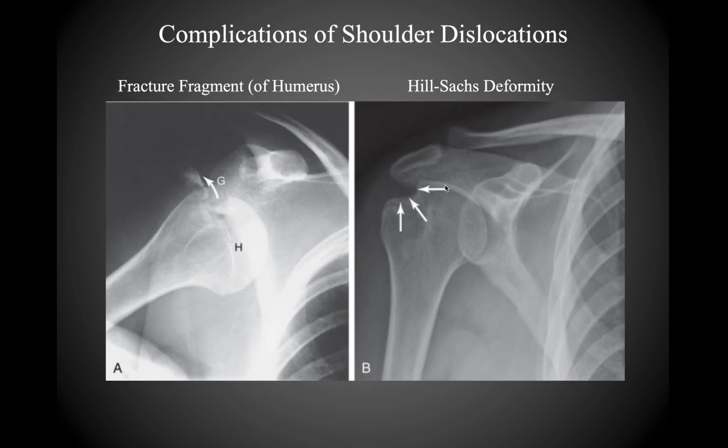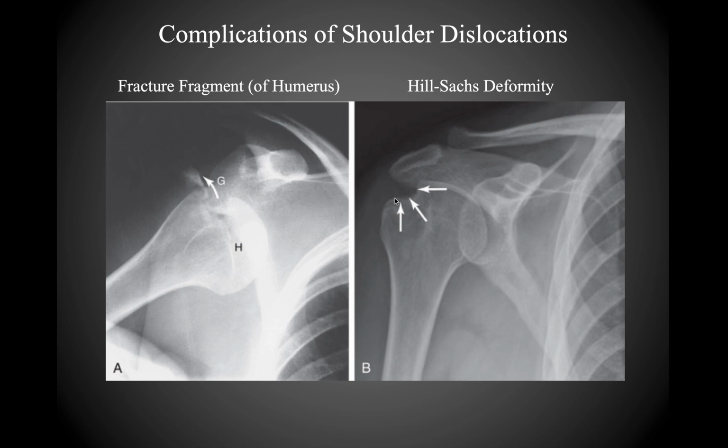And then just a note here on complications of shoulder dislocations. One thing that can result is you can have a fracture of the greater tuberosity or greater tubercle of the humerus with shoulder dislocations. So here you can see a small fragment of the humerus in this individual.